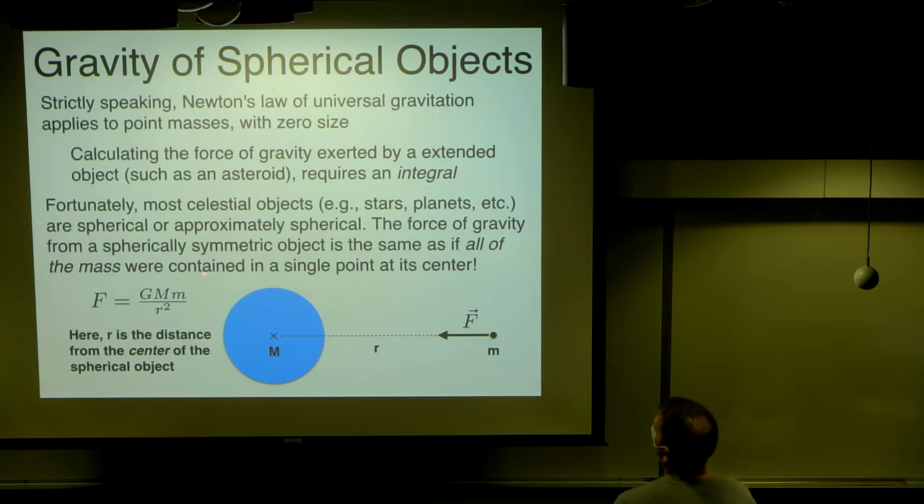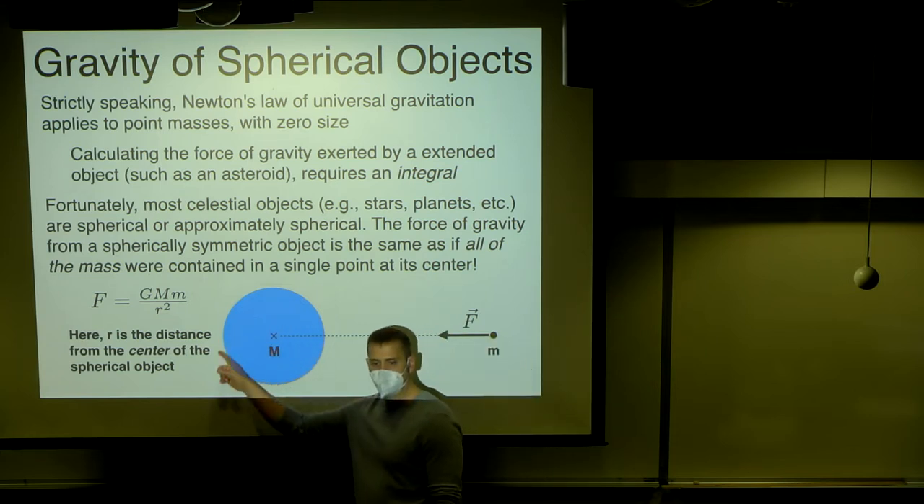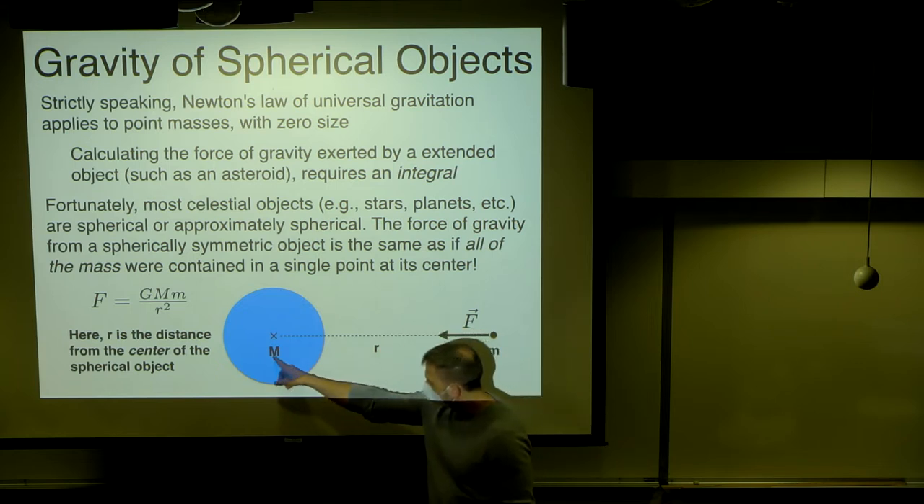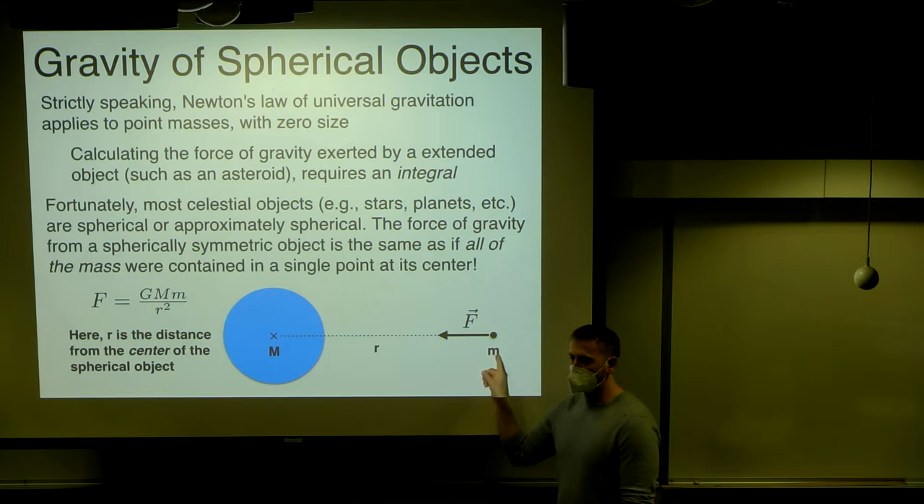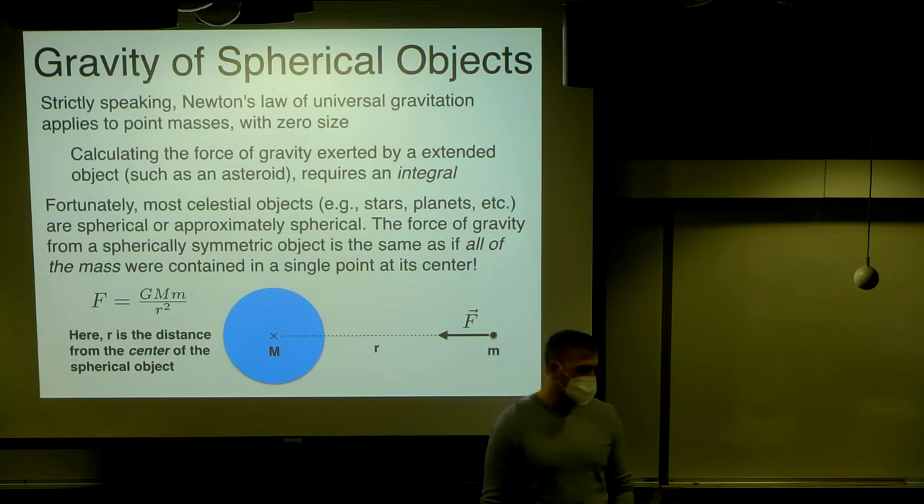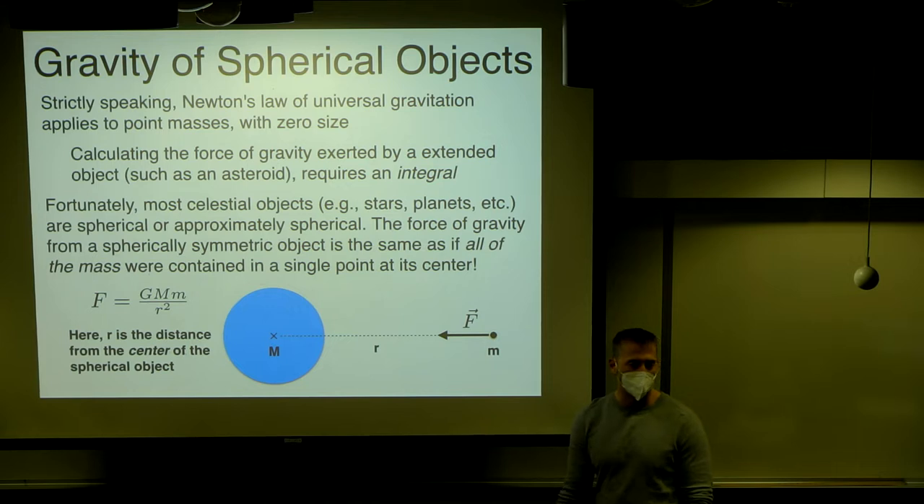The force of gravity from a spherically symmetric object is basically the same as if all of the mass were contained right at the center. So what you should be imagining is this: we have some kind of spherical object, maybe a planet, and capital M is the label we give to that mass. Then we have some other object which we label as lowercase m. Big M is the dominant large mass, and little m is some smaller mass. You might imagine this is like a satellite going around the planet.